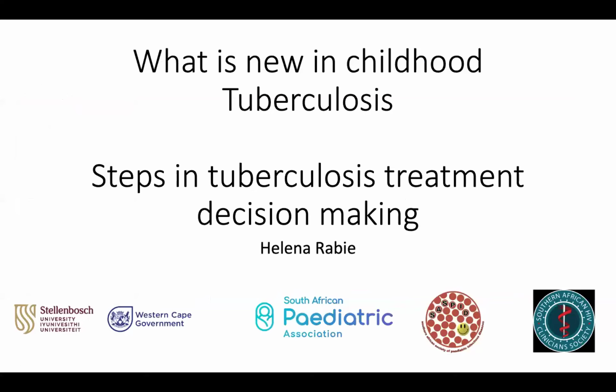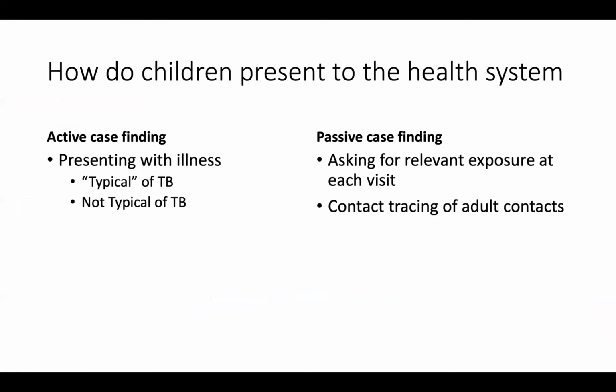And it's going to be me. I just thought it's a good idea to talk about the steps in the tuberculosis treatment decision-making. And I want to remind you that children can present to the health system in different ways. One of the things that we really need to encourage is the active case finding, where we are actually looking for children who present with illness, that we are looking for children who are in contact with adults with TB, and these children can be ill or they can be well.